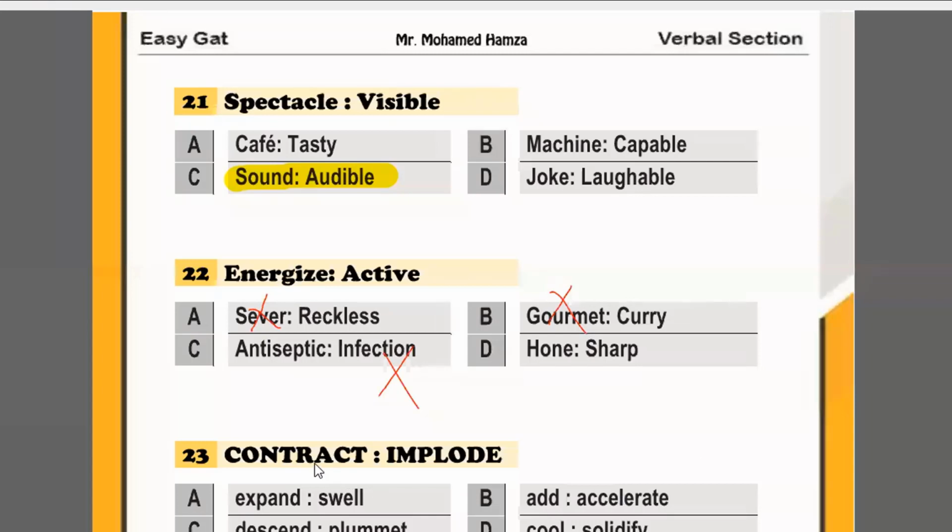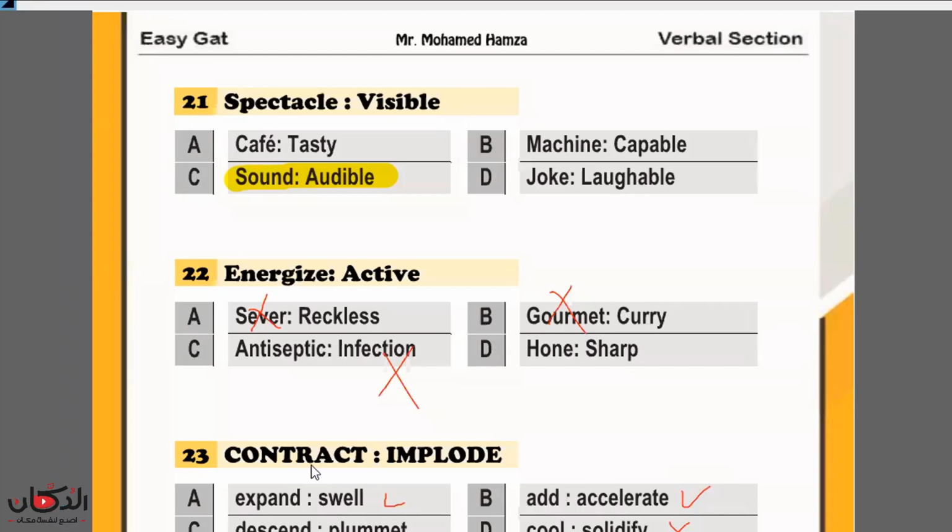Number 23. Contract means to become less in size. Also implode. Try to think. All right, in the chat box. B. C. B. Add and accelerate. Maybe. Isn't it A? Okay, A maybe, or B? I think it's A. Me too. Expand as well. But A, the call is not to solidify. I think it's completely wrong. D is completely wrong, I think.